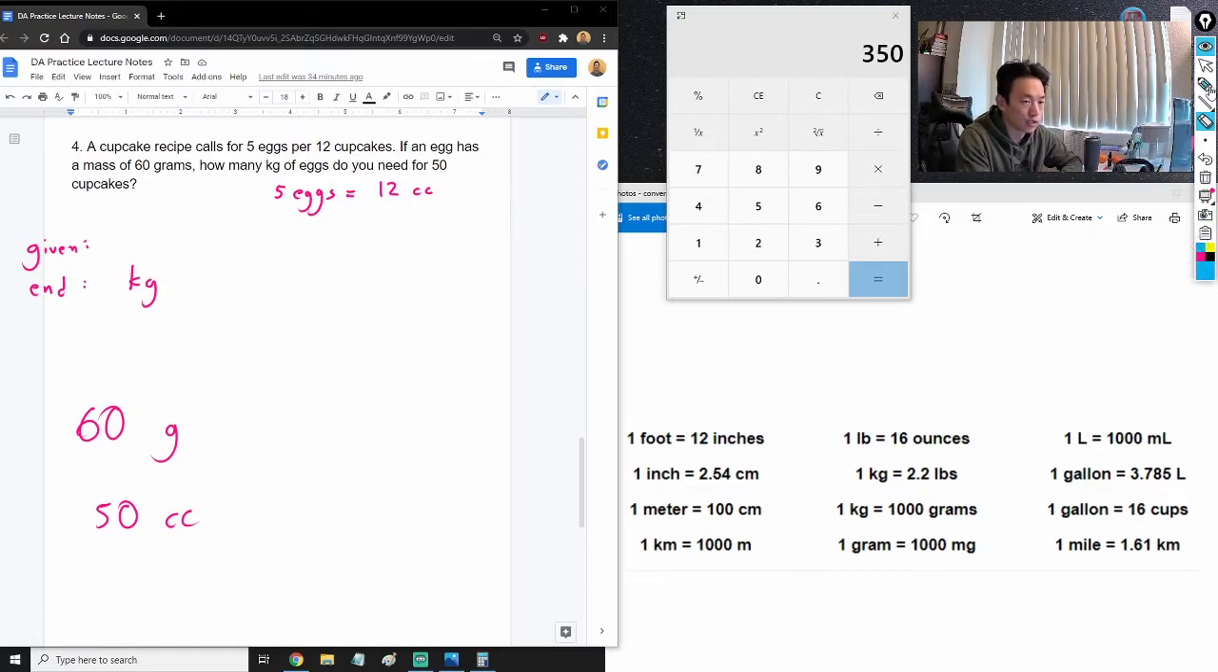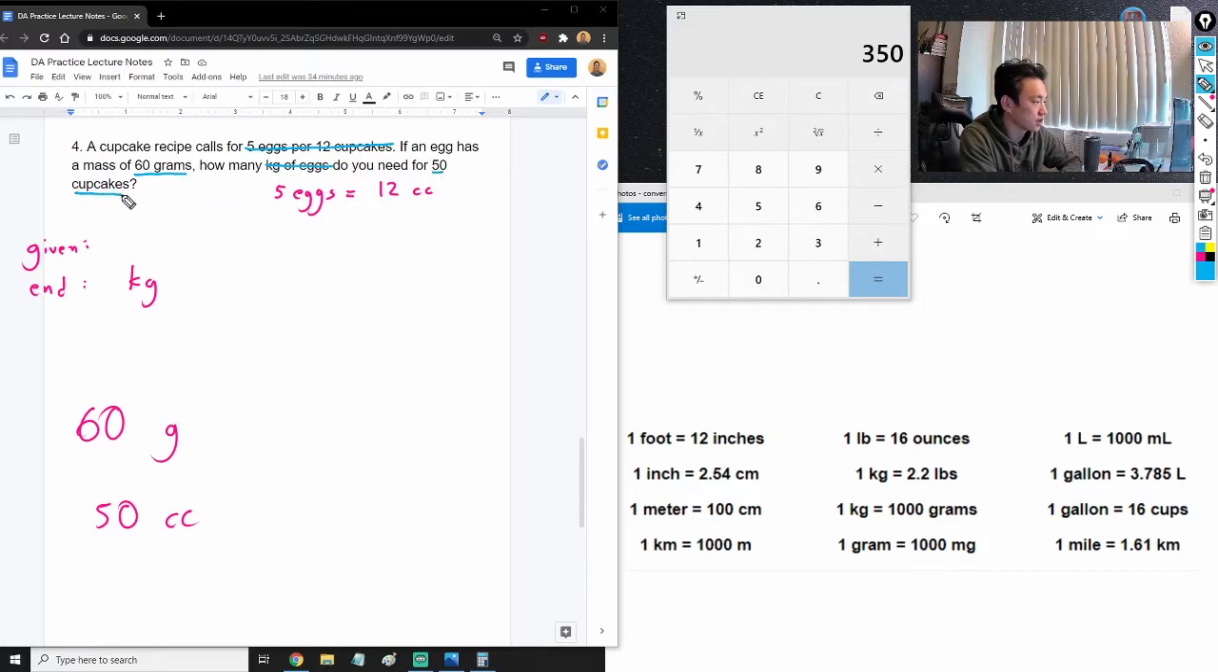Okay, so what we did was we already used this part, so we used 5 eggs, so we can ignore that. 5 eggs and 12 cupcakes for this equation right here. We can ignore the kilograms of eggs because we already wrote that down. That's our endpoint. So the real question is between 60 grams and 50 cupcakes.